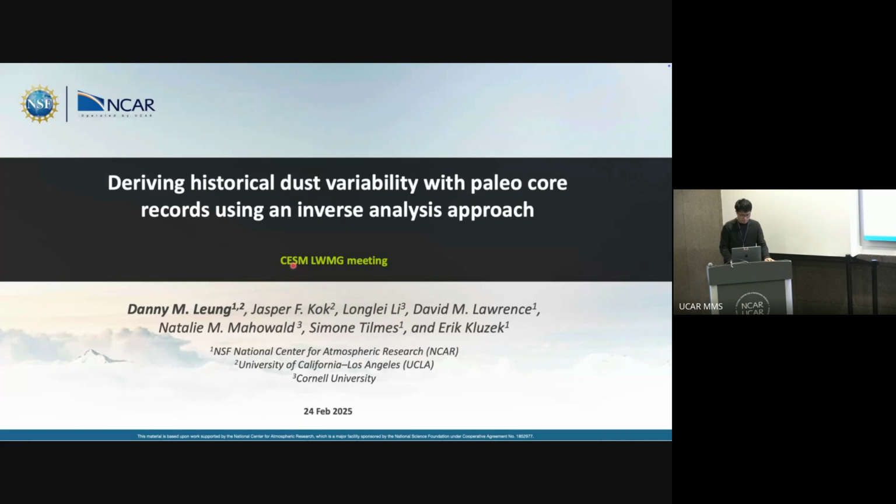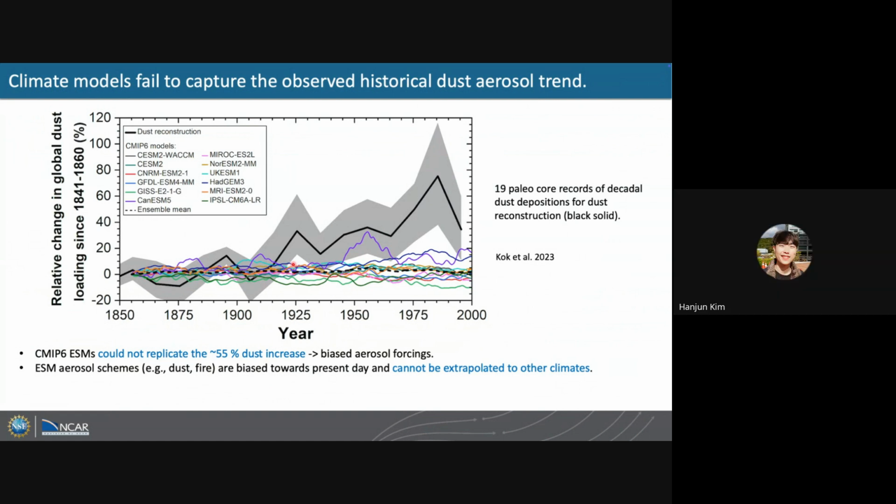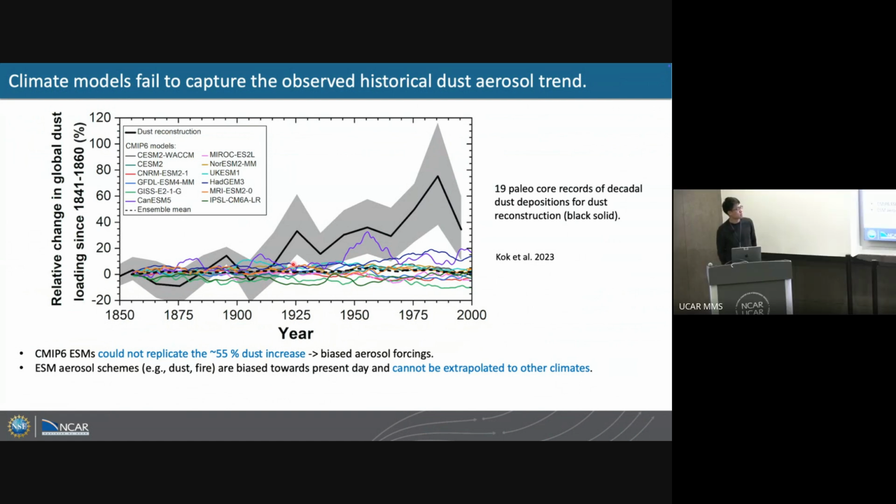And so this is basically the plot that we are showing using a bunch of CMIP6 models and the dust reconstruction. The dust reconstruction is the black line, compiled using 19 paleocore records of decadal dust deposition. So you see about a 50% increase in historical dust since the 1850s. You don't see that for CMIP6 models. They are mostly indicating flat trends of atmospheric dust.